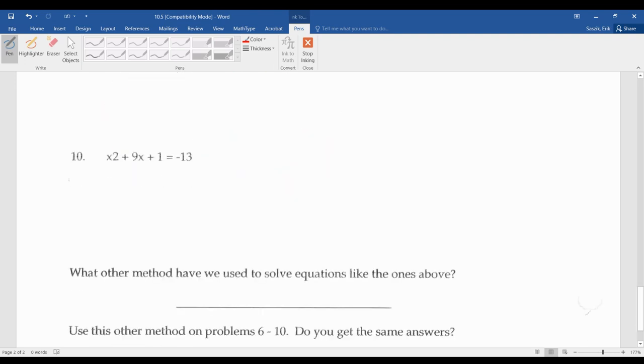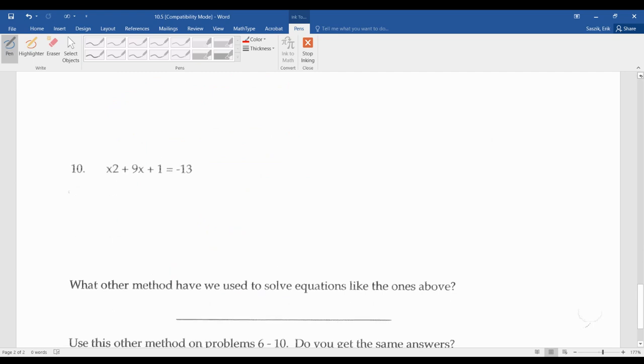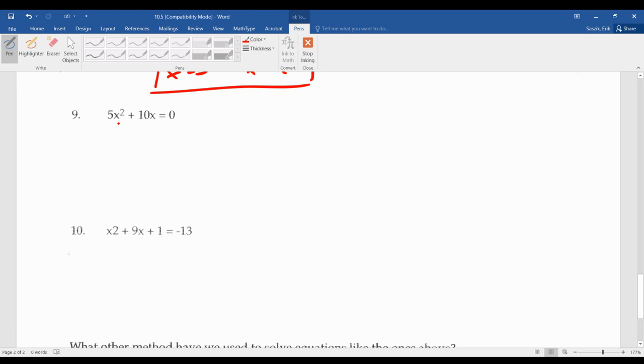We just got a couple more here, but I do want to talk about them. Don't forget, your first step is always, is there a GCF? And the GCF is 5x. 5x times x would be 5x squared. 5x times 2 would be 10x. And this just gives us answers of 0, because any x in the front is an answer of 0.